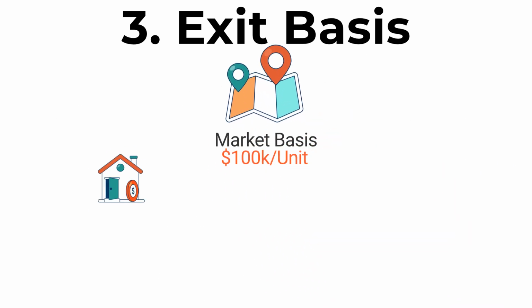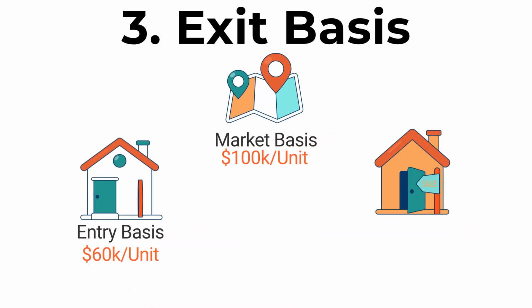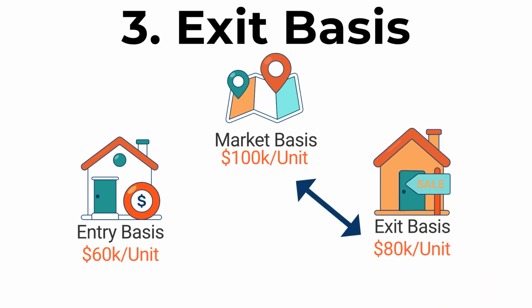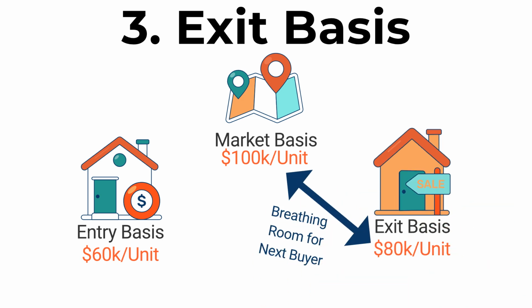For example, if the current market basis is 100K a unit, you'd want to buy for 60K a unit and pencil a sale at 80K a unit. That gives you a lot of breathing room and allows the next buyer to make money as well. I know this is easier said than done, but this is how disciplined underwriting works.